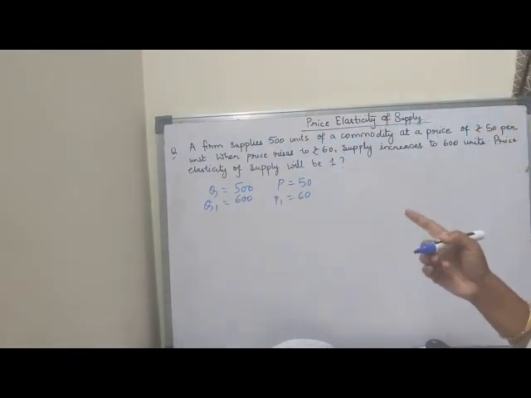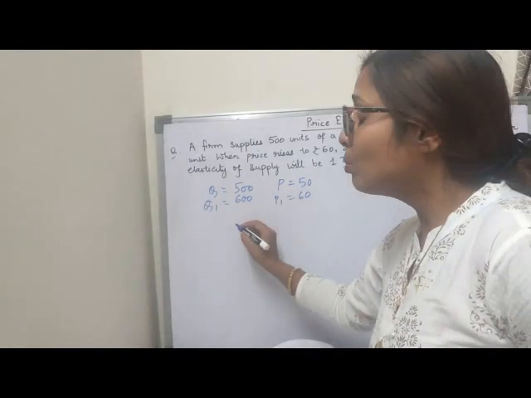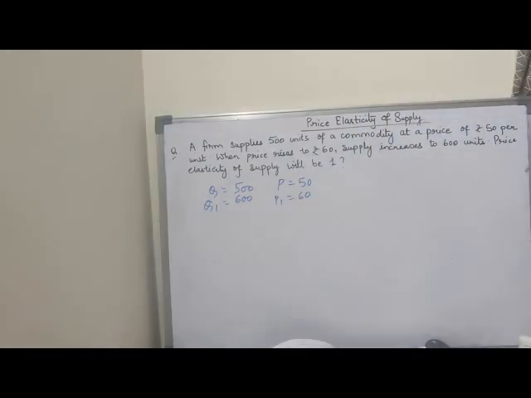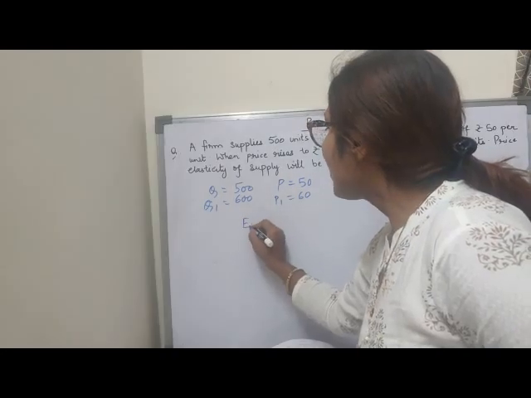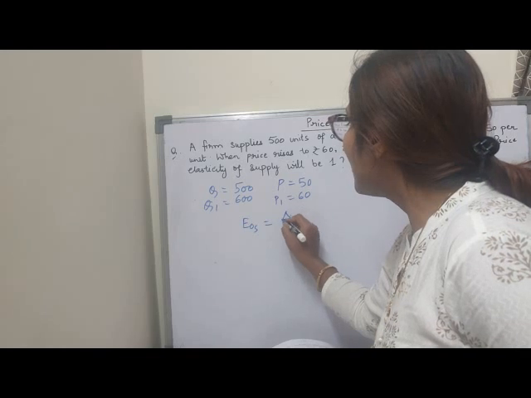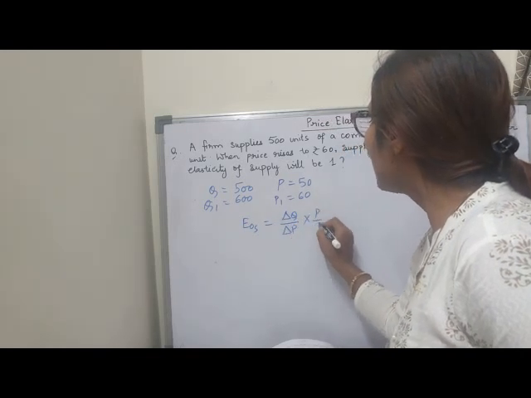Now find the price elasticity of supply. So let us find it out. What is the formula? We will apply the proportionate method formula. That is, the proportionate method formula is elasticity of supply is equal to change in Q by change in P into P by Q.